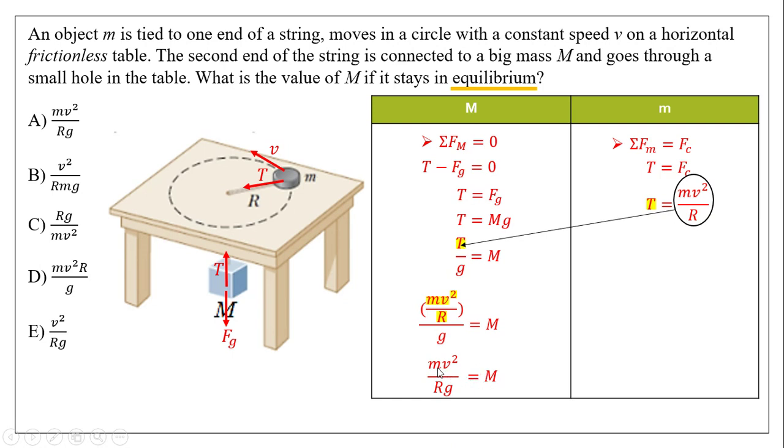And this function here, m v squared over R g, resembles choice A. So I'm going to go ahead and say that the answer for this particular question is choice A.